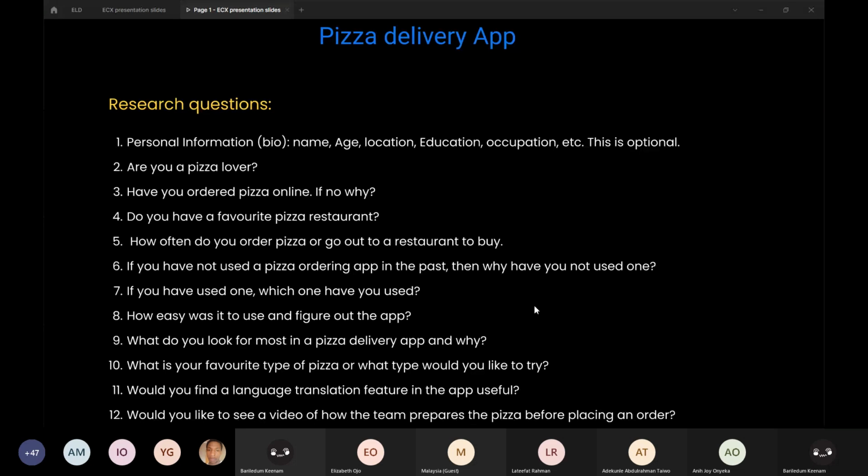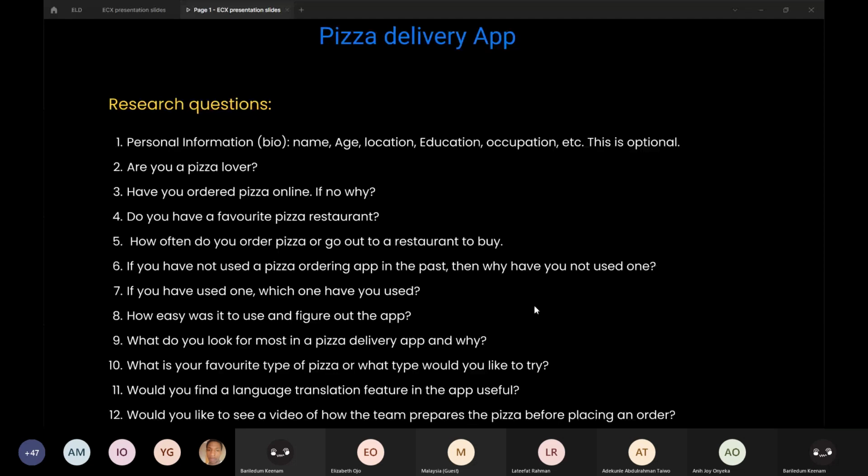Okay, I've treated that. Did you find a language translation feature in the app useful? This is also useful in considering the kind of features you would include in your app. A language translation feature is a very useful feature, but to some users it may probably not be useful. So you need to know what these users actually want.